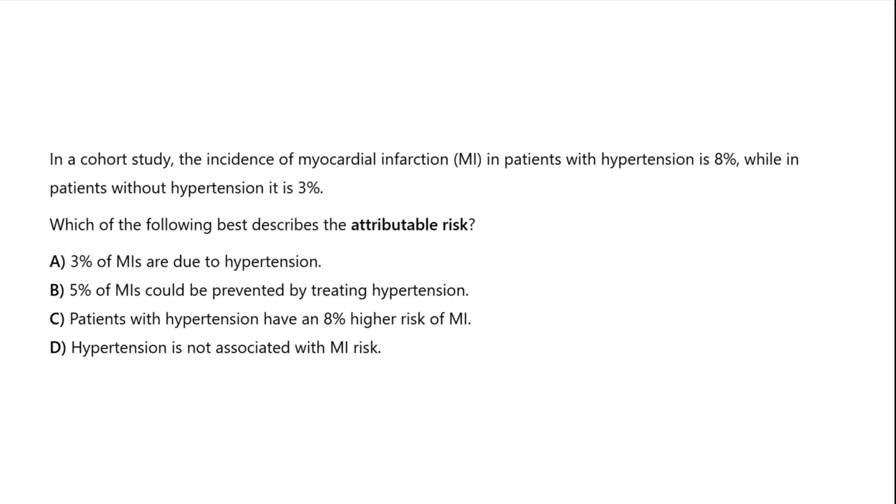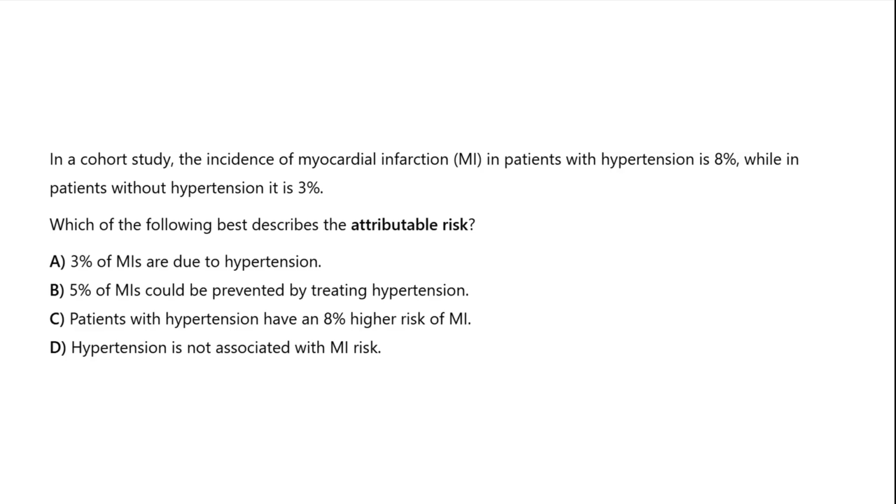So here's a practice question. You guys can practice this on your own. We'll go over it now. In a cohort study, the incidence of MI, or myocardial infarction, in patients with hypertension is 8%, while in patients without hypertension, it is 3%. Which of the following best describes the attributable risk? Then they want me to understand exactly what that means. You'll see that a lot of your biostats questions will be more so, what does this mean, more so than what is the percentage, what is the number, what is the value? So what exactly is this asking me? What is the attributable risk?